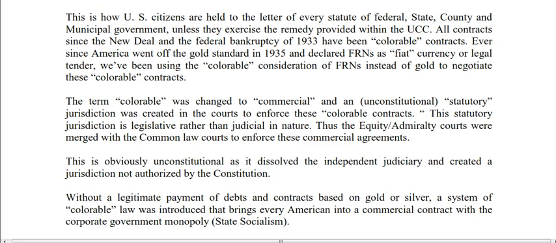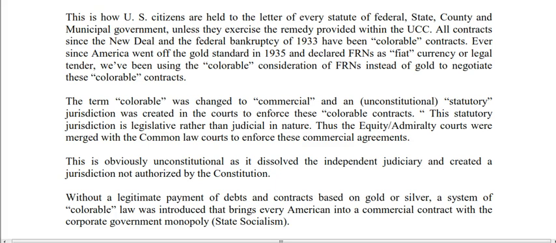Ever since America went off the gold standard in 1935 and declared FRNs as fiat currency or legal tender, we've been using the colorable consideration of FRNs instead of gold to negotiate these colorable contracts. The term colorable was changed to commercial, and an unconstitutional statutory jurisdiction was created in the courts to enforce these colorable contracts. This statutory jurisdiction is legislative rather than judicial in nature. Thus, the equity admiralty courts were merged with the common law courts to enforce these commercial agreements. This is obviously unconstitutional as it dissolved the independent judiciary and created a jurisdiction not authorized by the Constitution.